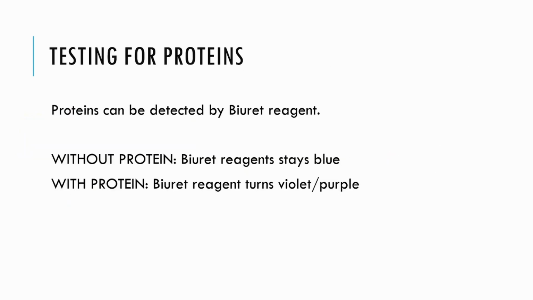You're going to be watching a video about testing for proteins. Proteins can be detected by the reagent called the Biuret reagent. When there's no protein present and we add Biuret reagent, the reagent will stay a blue color, kind of a pale sky blue-like color. But if protein is present, the reagent will turn a violet or purple-like color.